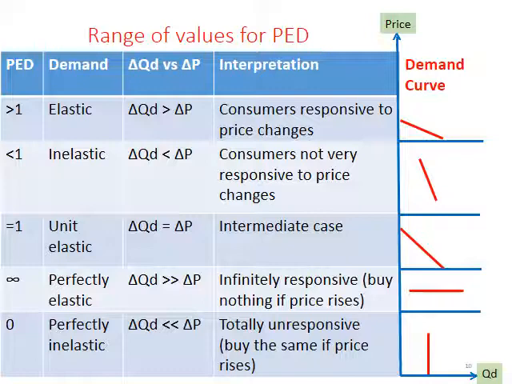And this one is price elasticity of demand equals 0, perfectly inelastic. The change in quantity demanded is very, very much less than the change in price, and the consumers are totally unresponsive. They buy the same thing regardless of the price raise. When we raise the price, they are not responsive. They buy the same, and the demand curve looks like this.